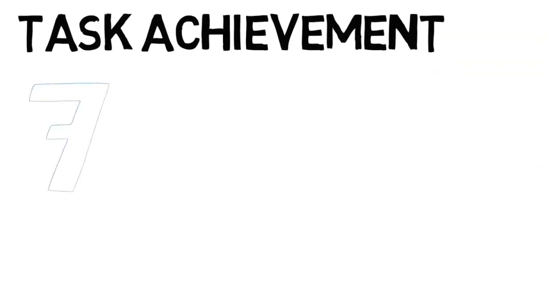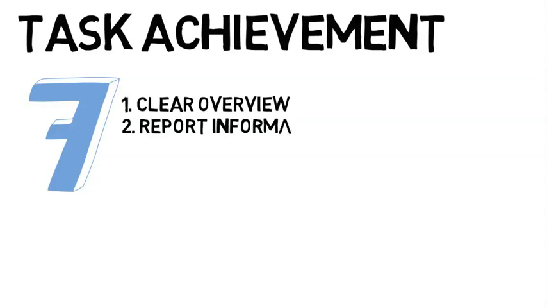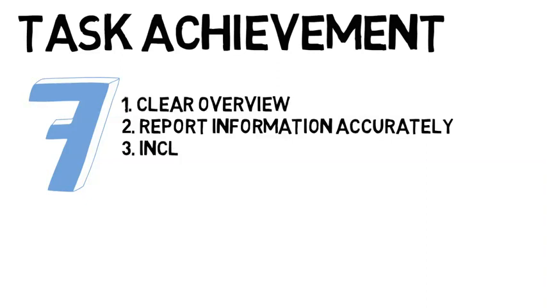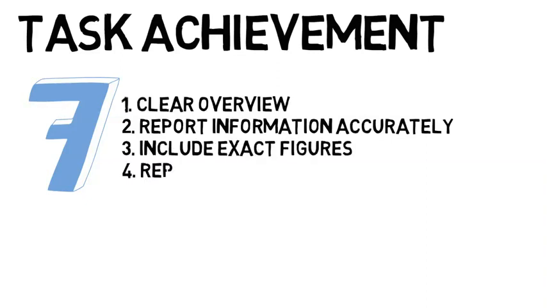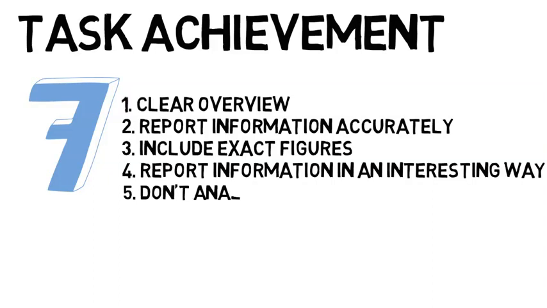In order to get a 7, you need to 1. Write a clear overview, 2. Report the information accurately and completely, 3. Include the exact figures, 4. Report the information in an interesting way, not in a mechanical way, and 5. You must not analyze the information or give an opinion. You only report the data.